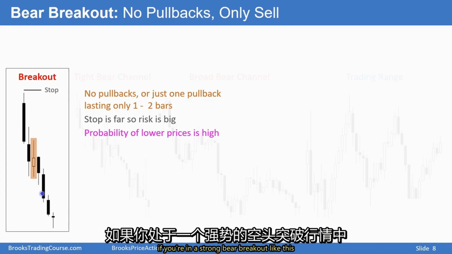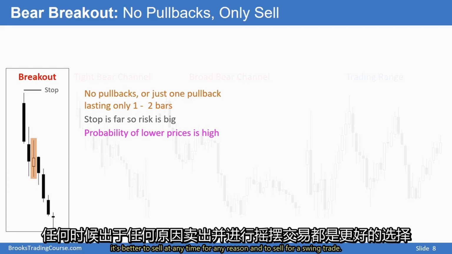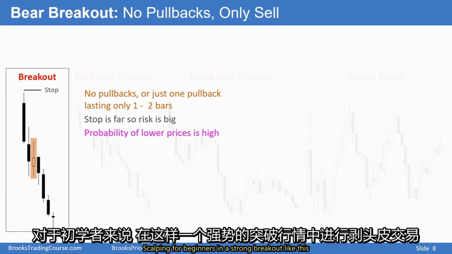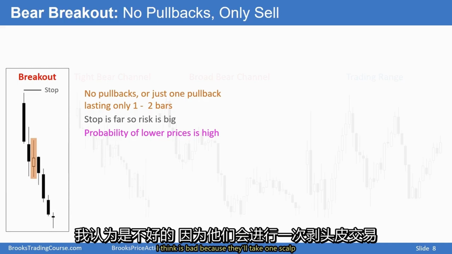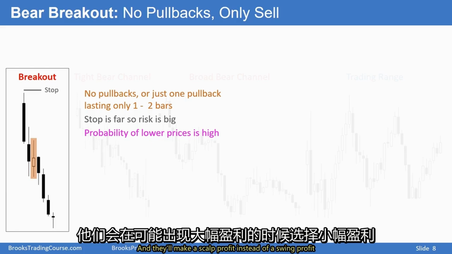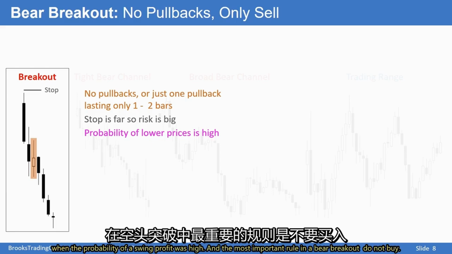In general, if you're in a strong bear breakout like this, it's better to sell at any time for any reason and to sell for a swing trade. Experienced traders will scalp repeatedly. Scalping for beginners in a strong breakout like this, I think, is bad because they'll take one scalp and then they'll never sell again. And they'll make a scalp profit instead of a swing profit when the probability of a swing profit was high. And the most important rule in a bear breakout, do not buy.